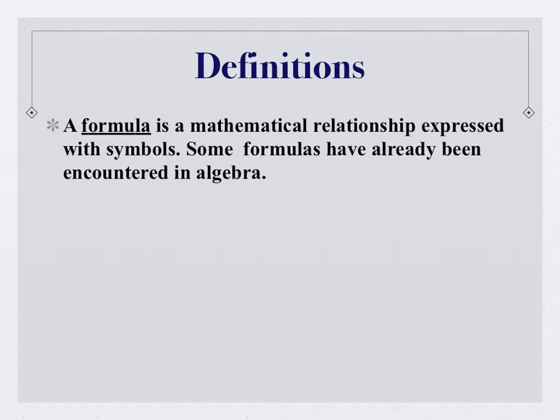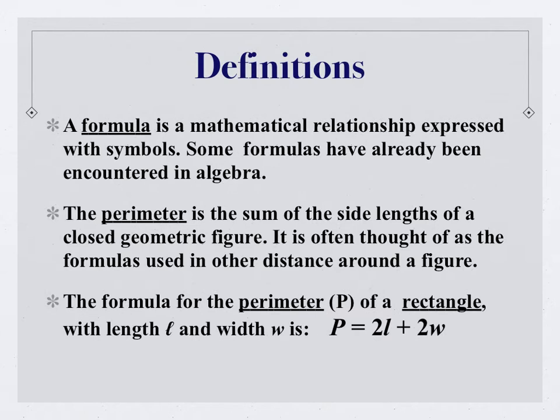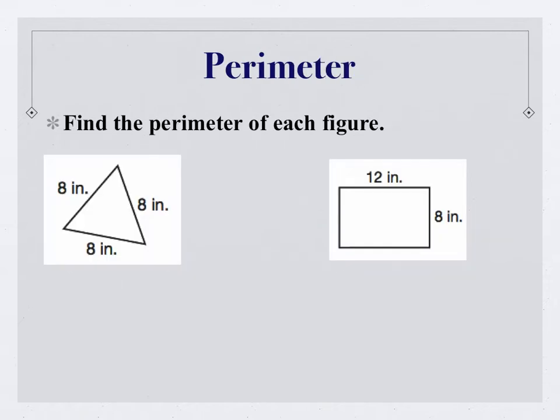Definitions for today. A formula is a mathematical relationship expressed with symbols. Perimeter, the sum of the sides of a closed figure. It's the distance around the figure. And the perimeter of a rectangle, just as a reminder, is 2 times the length plus 2 times the width.